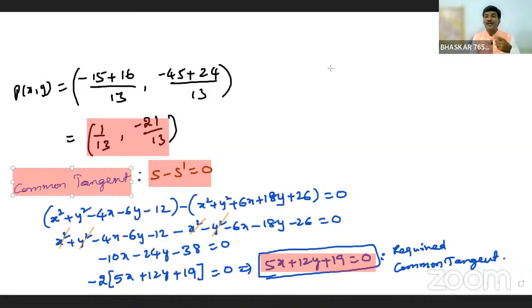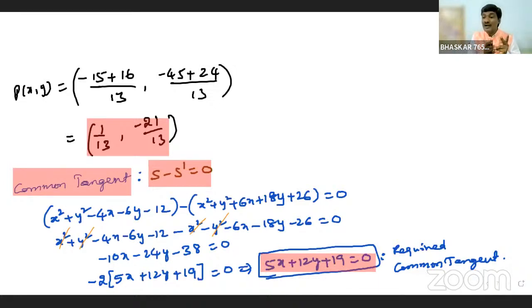What is the formula? Repeat once again. Okay, S minus S dash is equal to 0 is the common tangent formula. Yes, S minus S dash is equal to 0. The same formula we also use for common tangent.